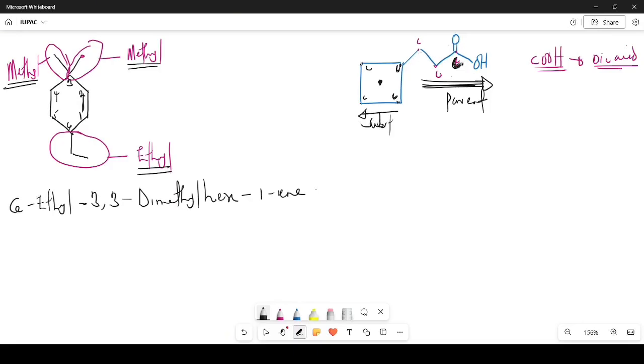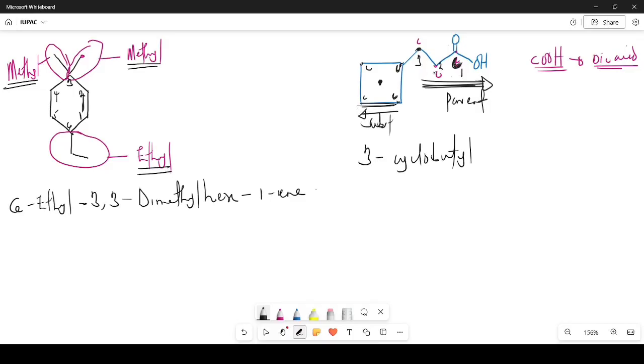Don't say first position. You number from here. This is carbon 1, carbon 2, and then carbon 3. So this becomes what? 1. Sorry, not 1. This becomes 3. Why is it 3? Because this substituent is attached to the third carbon. So we say 3-cyclobutyl. That's the attachment. That's the name of this guy, cyclobutyl.